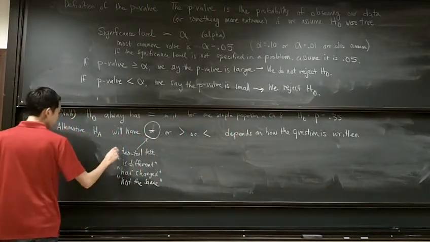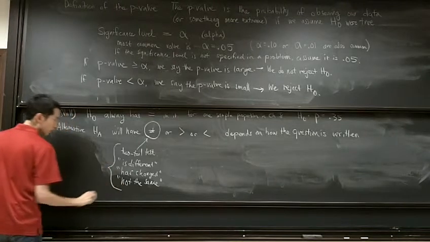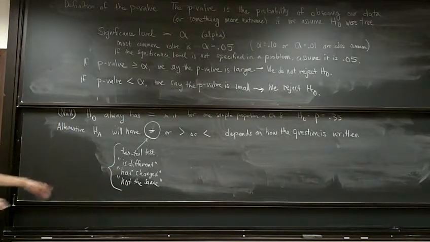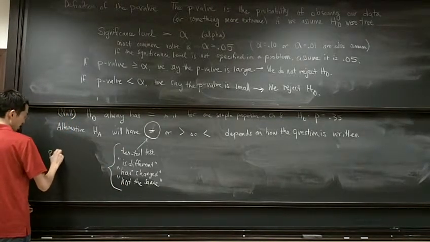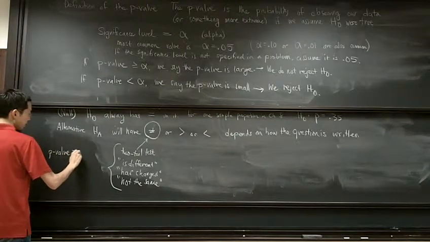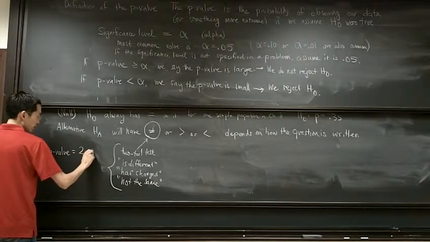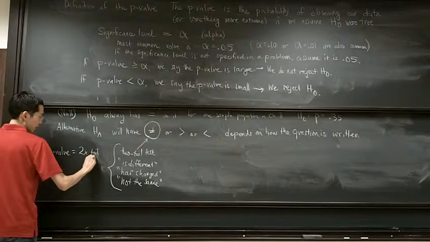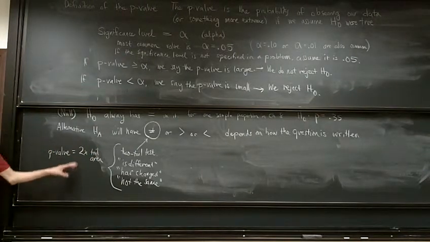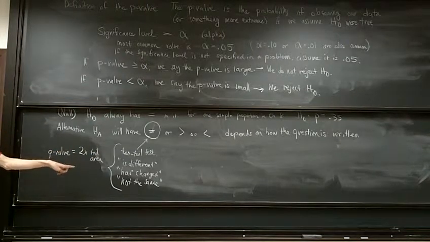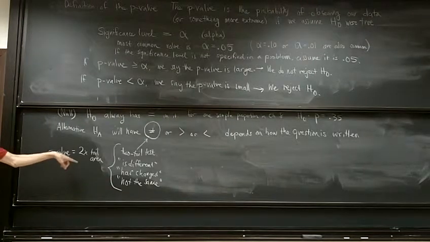And then when you have a two-tailed test, your p-value is equal to 2 times the tail area. So you look up your z-score and you get a tail area. Your p-value will be 2 times that.